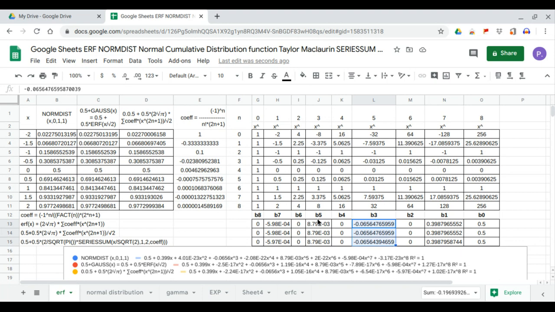This completes the normal cumulative distribution function regressed to the 8th degree using linear polynomial regression and Taylor-Maclaurin series expansion using SERIESSUM.